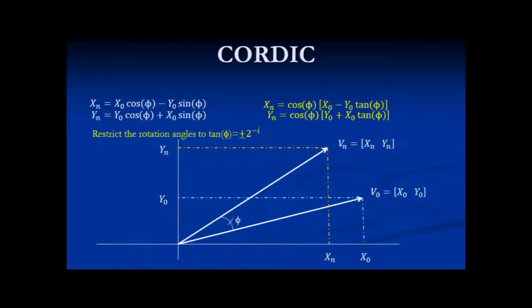So far, nothing is simplified, but here's where the fun begins. Assume we only allow values of tangent of phi to be numbers of plus or minus 2 to the minus I, where I ranges from 0 to infinity. What will happen to the tangent of phi term?